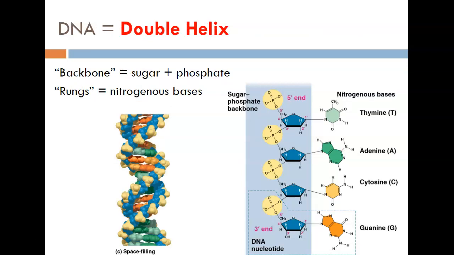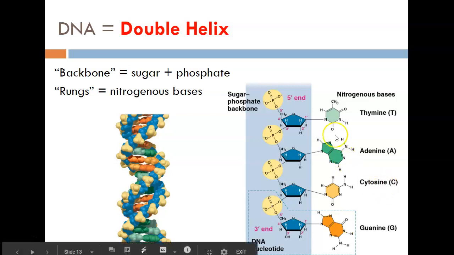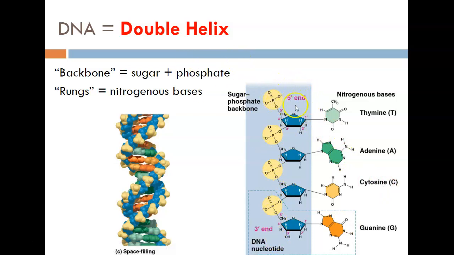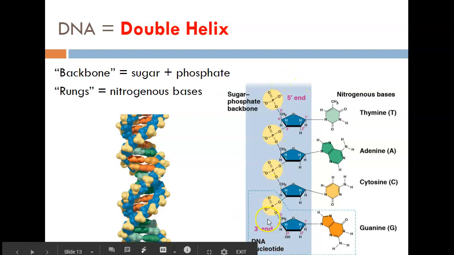Here you can see what that double helix looks like. So there's what we call the backbone, which are the sides of the ladder. And the 5' end is always the top portion or the first portion. The 3' end is always the bottom portion or the end. And that has to do with organic chemistry and how we number things. Really, it has to do with the blue here, the sugar, because we number the different carbons.